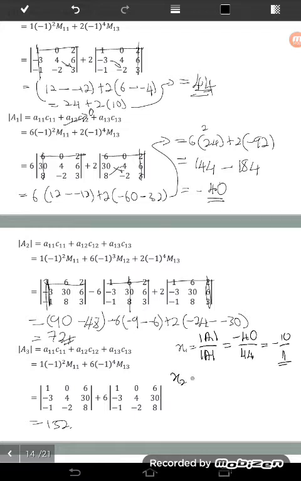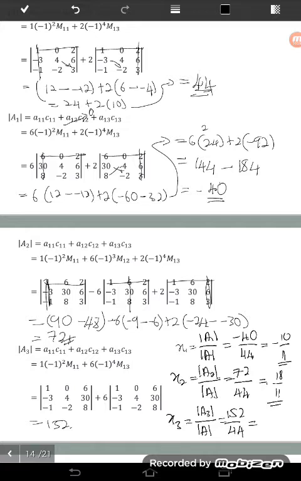And then for x2, same: determinant of A2 divided by determinant of A. So determinant of A2 is 72 divided by determinant of A, which is 44. So the answer is 18 over 11. And for the last one, x3, it is equal to determinant of A3 divided by determinant of A, which is equal to 152 divided by 44, which is equal to 38 over 11.